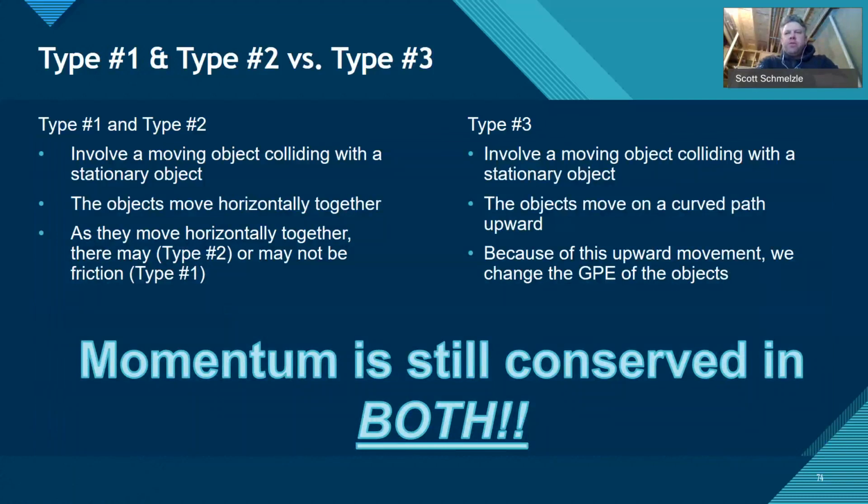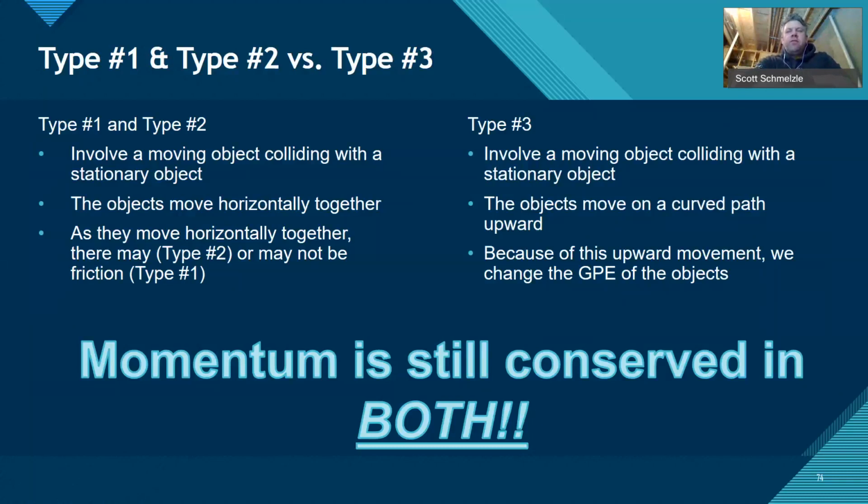Type 1 and 2 versus type 3. Type 1 and 2 are very similar, please understand that. Meaning that for those two, we can work with the momentum and kinetic energy. The difference is that type 2 obviously has friction in it. For type 3, the difference is we're still hitting a stationary object. That's no different, so we still have one of our objects at rest.